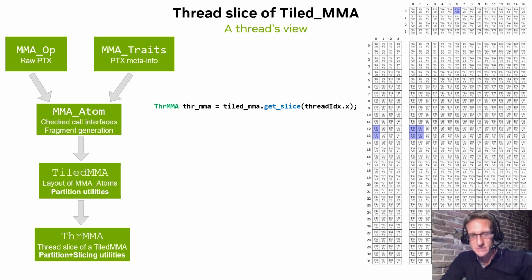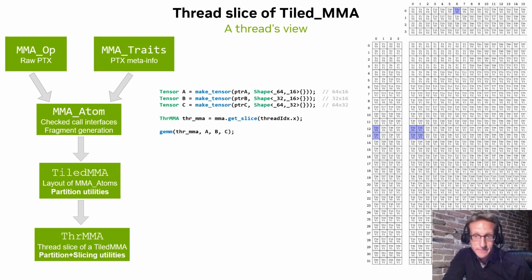First, we ask for this thread slice of the tiled MMA. Here, I've highlighted thread 24. It owns a 2x1 piece of A, a 1x1 piece of B, and a 2x2 piece of C. Now all we need to do is feed this data. To feed it data, all we need to do is wrap data pointers into CuTe tensors and call gemm. I've used simple column major layouts, but again, these layouts can be anything, and that's the key. Column major, row major, any CuTe layout in between, even swizzled data layouts.